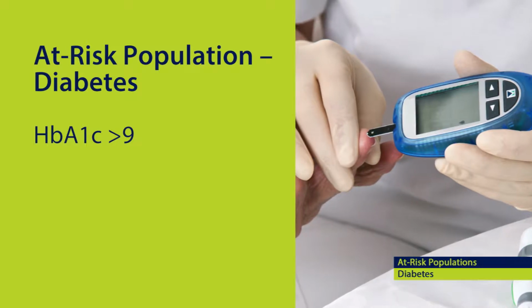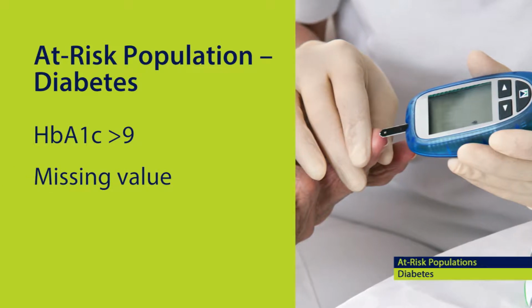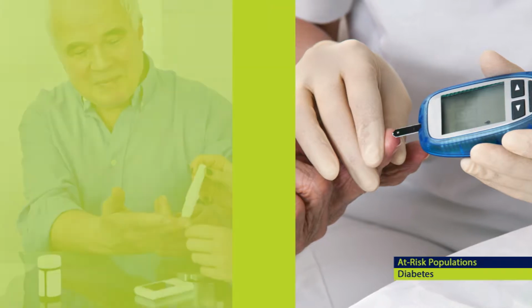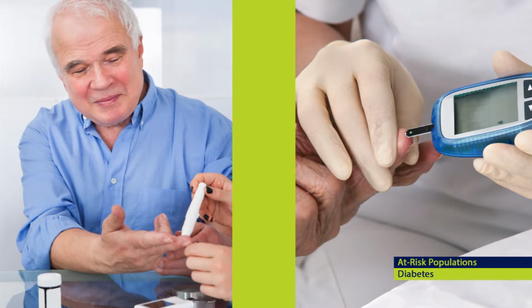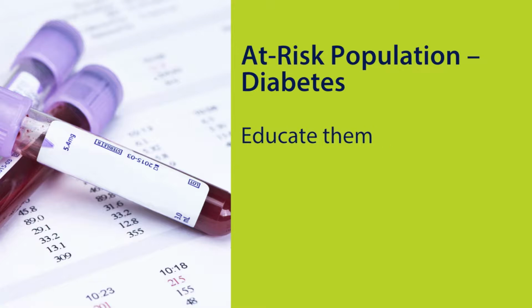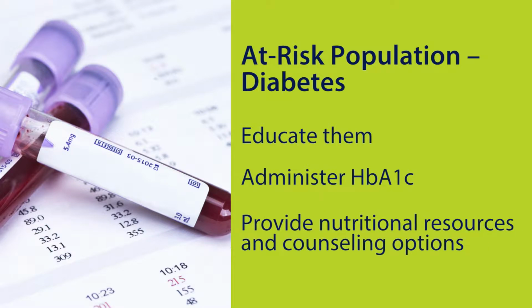In adult diabetic patients, if their hemoglobin A1C is greater than 9%, they're missing the A1C value, or there's no testing recorded during that year, it's time to find out what's going on. They may not understand the value of the HbA1c test or feel that they can do anything about their diabetes. Educate them on the importance of getting the test done, do a test, and develop an action plan, which should include a follow-up appointment. Also, give them additional nutritional resources and counseling options. Be sure to document the plan in the medical record.